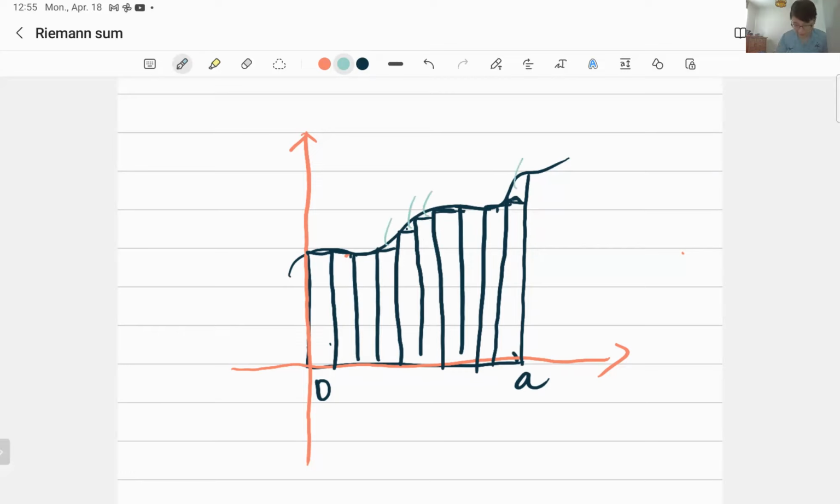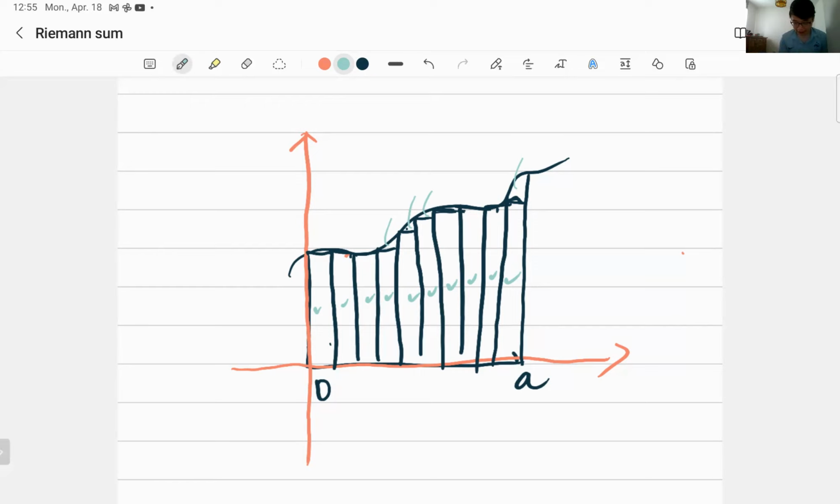So how many rectangles am I having in here? So 1, 2, 3, 4, 5, 6, 7, 8, 9, 10 rectangles. So double the rectangles compared to the first one. So if I have more rectangles, my estimation of the area under the curve is more precise. All right. And so this is the idea of the Riemann sum.